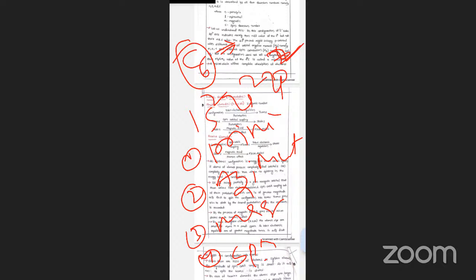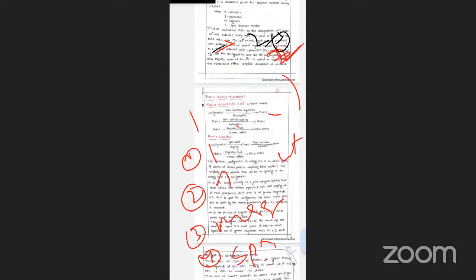What is the information about the principal quantum number? The principal quantum number is represented by n. N is equal to 1 means the electron is present in the first shell, n is equal to 2 is the second shell, n is equal to 3 is the third shell, like that. That means the nucleus is surrounded by first shell, second shell, third shell, fourth shell. So the principal quantum number explains which shell the orbital is present in.